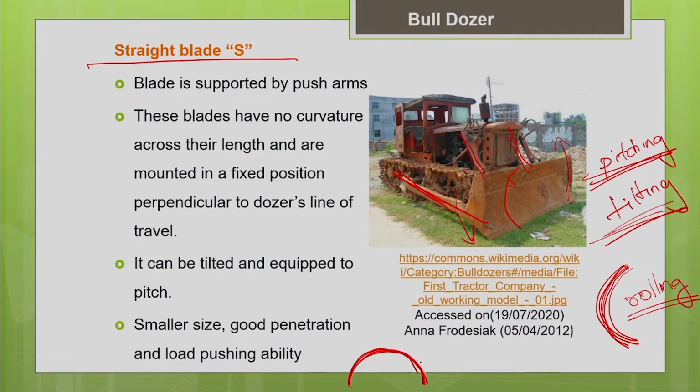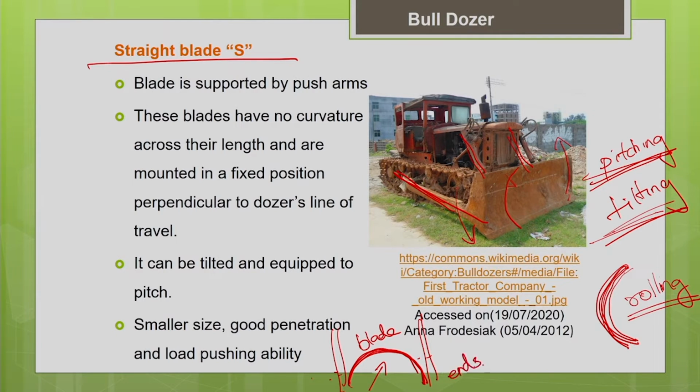So the main reason why the blade is curved like this is so that the material will be contained. Material will be contained inside, and you can reduce the spillage of material at the ends. Always, when the dozer blade is pushing, there will be some spillage of material at both the ends of the blade.